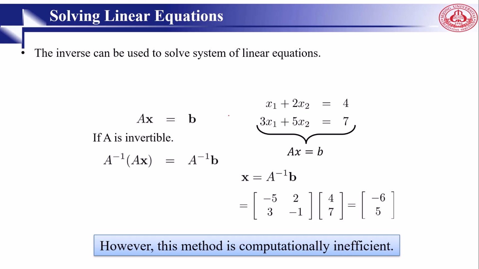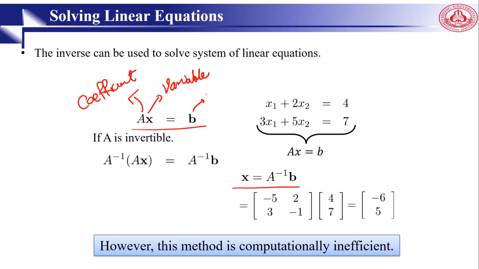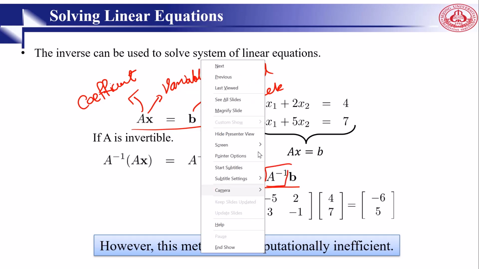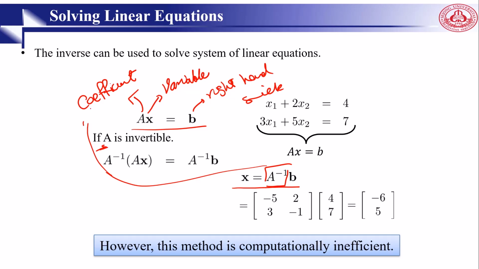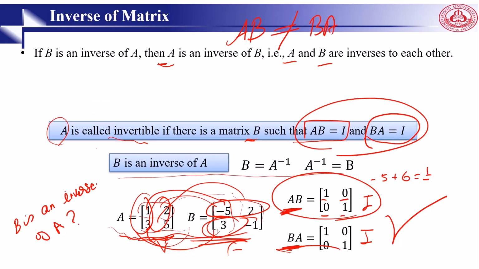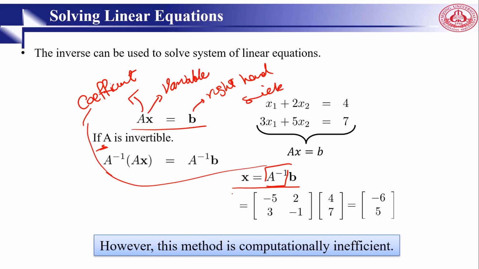We can use the inverse to solve a system of linear equations. For example, we have Ax = b. We want to find x, right? So this is our coefficient matrix, these are variables, and these are known terms, or for example, the right-hand side. So in order to find the variables, if we can find the inverse of the coefficient matrix, then we multiply by b, and we can find the x values. We know from the first slide that the inverse, in here, we find out the inverse, minus 5, 2, 3, 1. Okay, we found the inverse for this function.